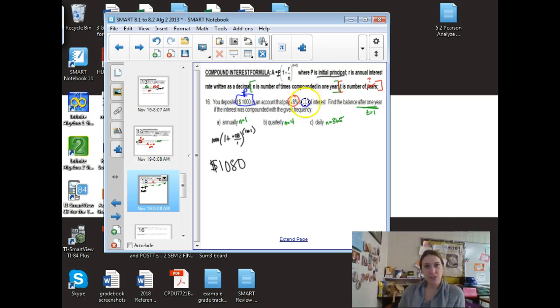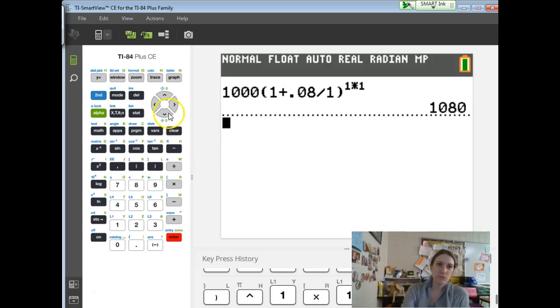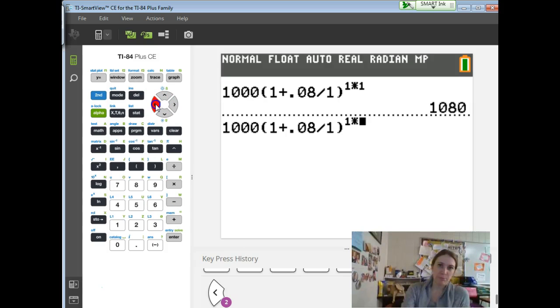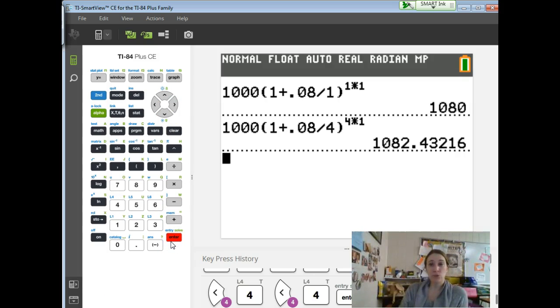So what happens if I change this to quarterly? All of those N's are going to change to 4s. There are 2 places the N shows up in this formula, right here and right here. On my calculator, you can just pull up the previous entry and hit enter over it, or you could do second enter to bring up the entries and change this one to a 4, and then change the other divide by 1 to a 4. And we're going to get a little more money. $2.43 more. Alright, so $1,000, $1,082.43.